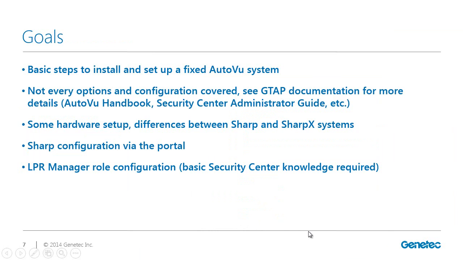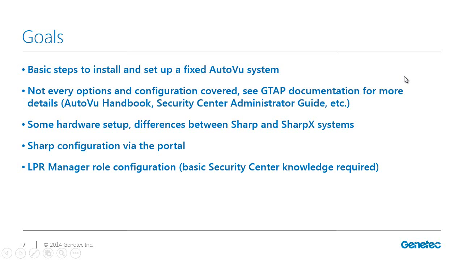Now let's just take a minute to go over the goals of the webinar today and see what we want to get out of it. Our primary purpose for the webinar is to give you a good idea of the basic steps required to set up a fixed Sharp AutoVu system. Now we don't have time to cover every setup and option, but for anything we don't cover, we can take a look in the AutoVu handbook, the Security Center Administrator Guide, and the various other hardware guides that we have available.